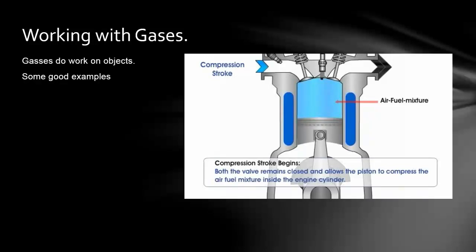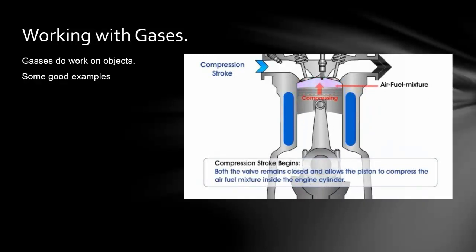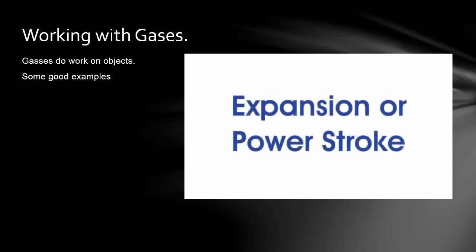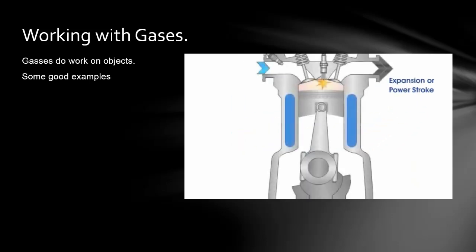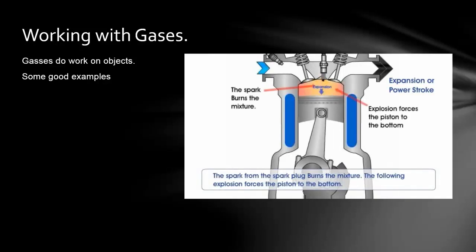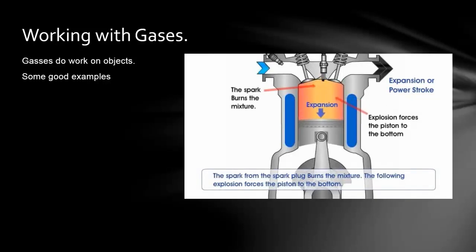On the compression stroke, the next stroke, we seal the cylinder off and we compress the gas. So now we're changing the volume of the gas, which increases the temperature of the gas, the fuel-air mixture. And then when we have it completely compressed, we ignite the fuel using the spark plug, which further increases that temperature. Now that increase in temperature causes what's called the expansion or the power stroke. So now the volume is changing rapidly due to that rapid change in temperature, and that pushes the piston back down.